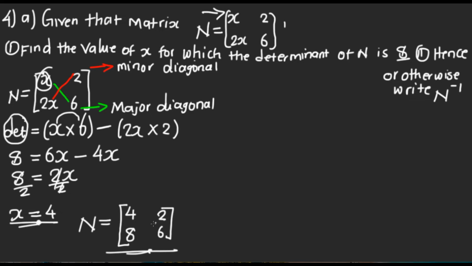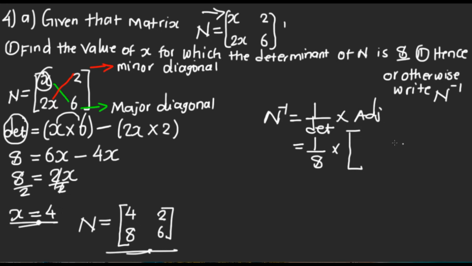Now for Roman number 2, hence or otherwise, write N raised to the power negative 1. So this is just the inverse of a matrix. The formula is like this. Inverse of a matrix, which is matrix N, is equal to 1 over the determinant multiplied by the adjoint. So 1 over determinant is 1 over 8 times, and we need to come up with the adjoint.